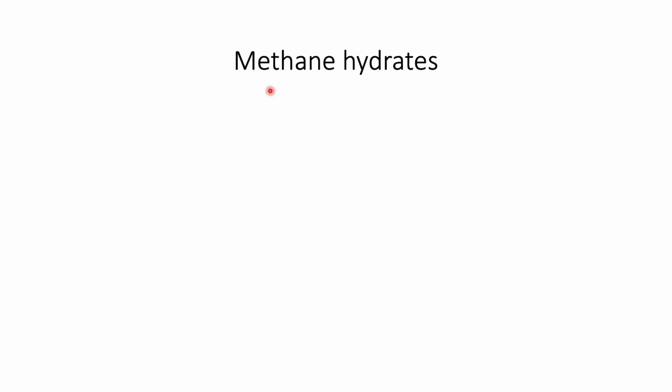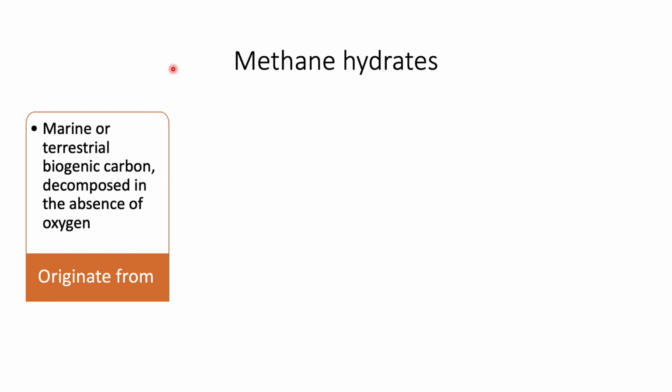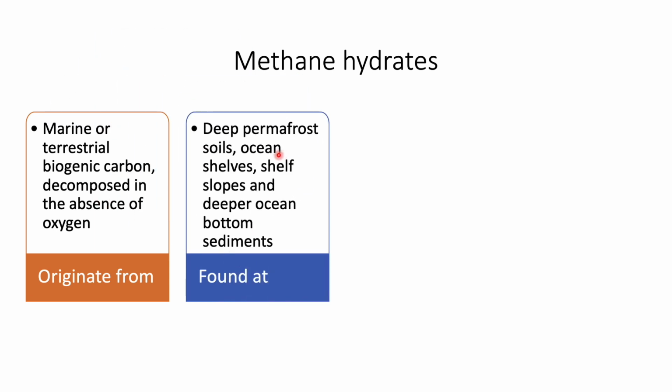The next important thing we talked about is methane. Methane hydrates are a very important part of the carbon cycle. Marine or terrestrial biogenic carbon is decomposed in the absence of oxygen. This is the origin of methane hydrates, and these are found in deep permafrost soils, ocean shelf slopes, and deeper ocean bottom sediments.